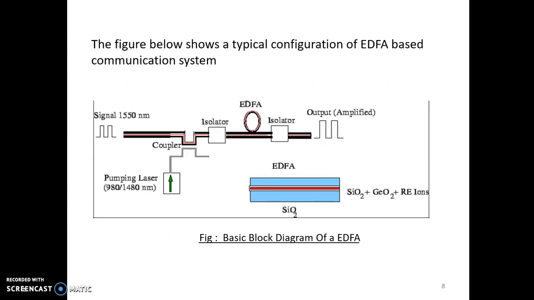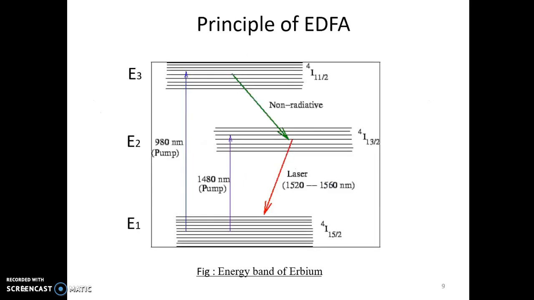In this figure, we can see the typical configuration of an EDFA-based communication system. The optical input is first passed through an optical isolator, which prevents reflection, that is, allows the light to move only from left to right. Here the coupler allows the pump input to be fed into the fiber with minimum loss.